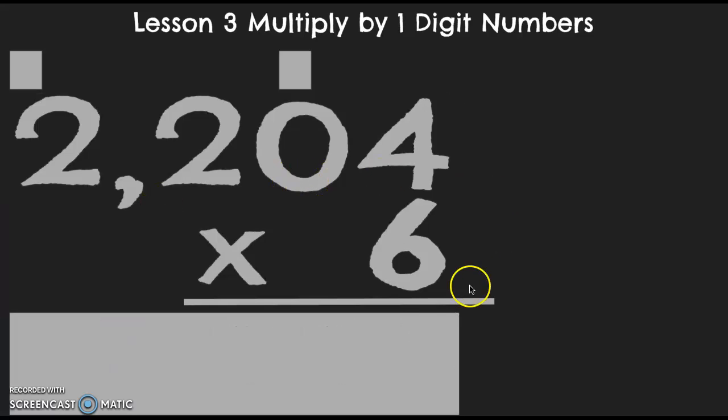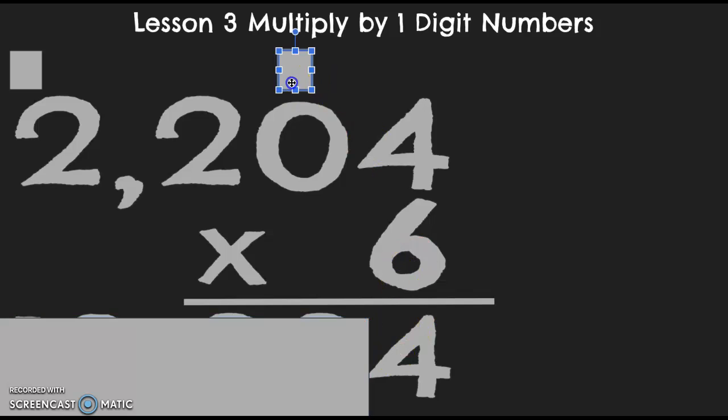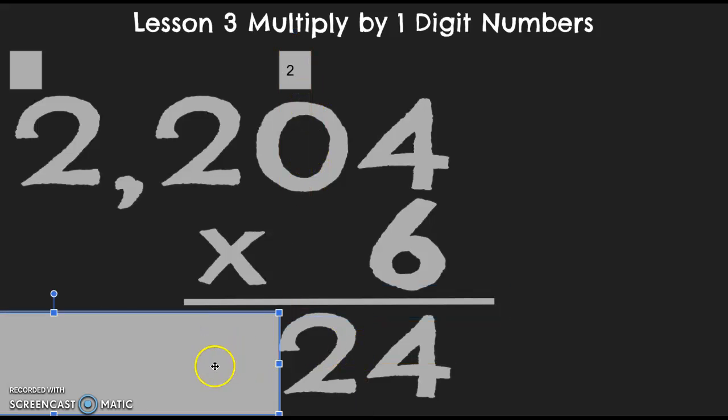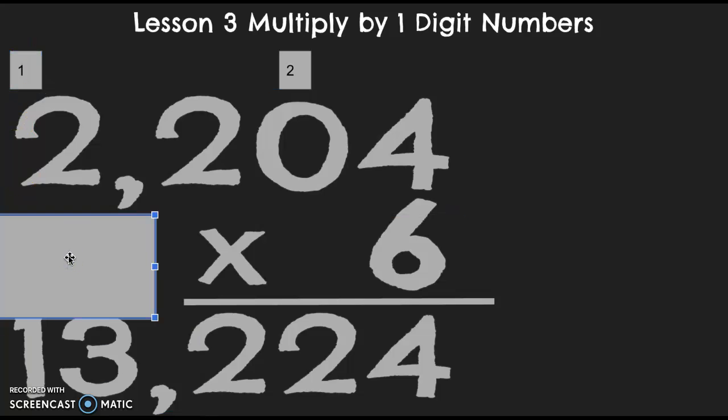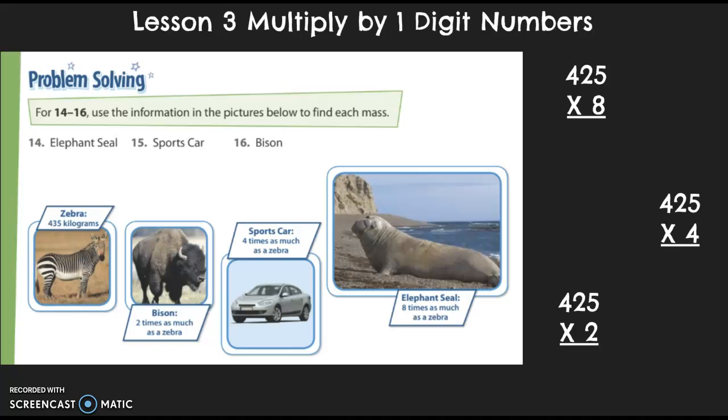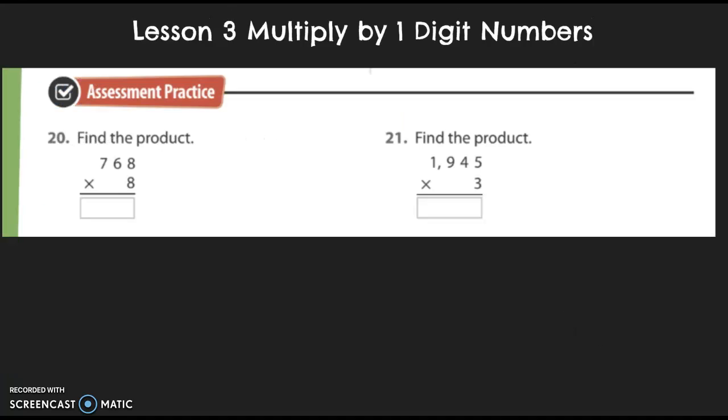All right, last one here. 6 times 4, 24. Carry the 2. 6 times 0 is 0, plus 2 is 2. 6 times 2 is 12. Carry the 1. 6 times 2 is 12, plus 1 is 13. 13,224. I'm not going to worry about these here.